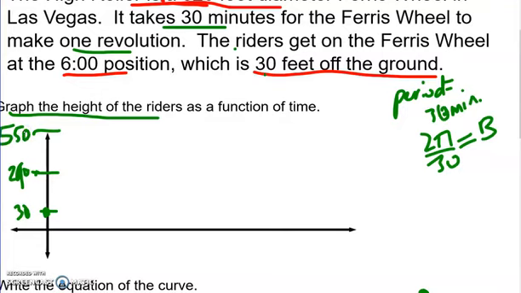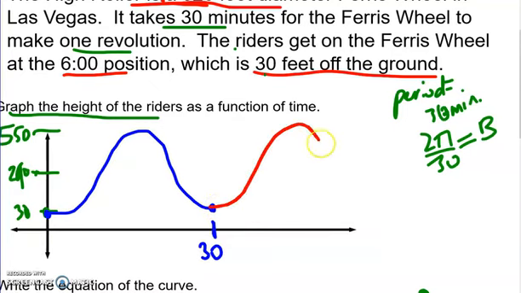So they start at 30 feet off the ground, they go to 290, then they peak at 550, and then they come back down to 30 again. Then the whole cycle repeats. The distance between here and here is 30 minutes, and then we go through the whole cycle again, so this would be 60. It takes another 30 minutes to reach the same spot.